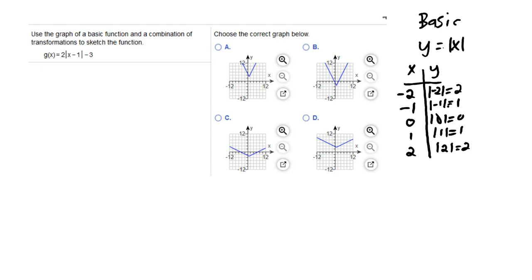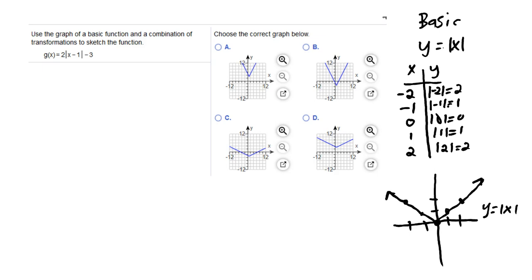So now we have a set of ordered pairs, and we can draw the graph. We have 0, 0, 1, 1, 2, 2, -1, 1, -2, 2, and we get our V-shaped graph of y equals absolute value of x. And that's why you can see all these answer choices have this V-shaped graph, because we start with that because the absolute value is there.